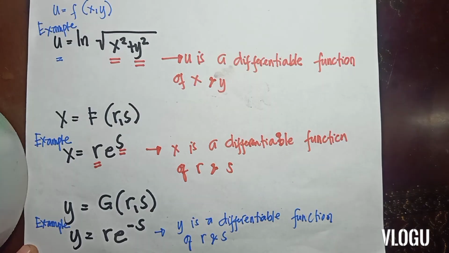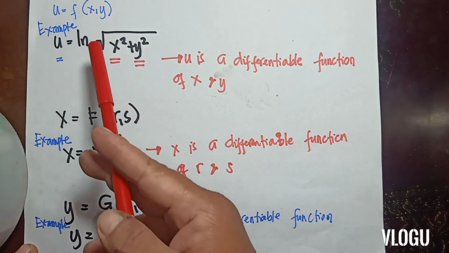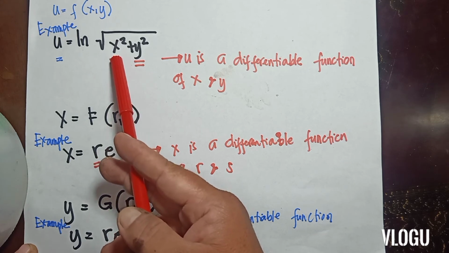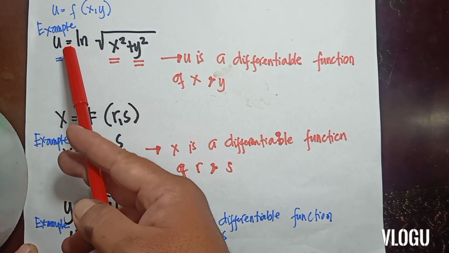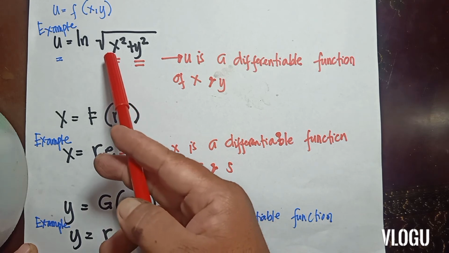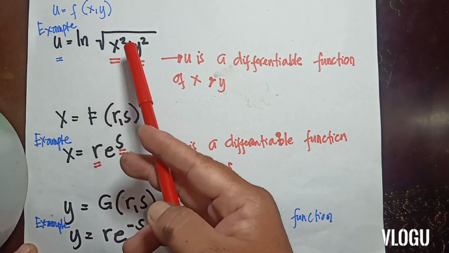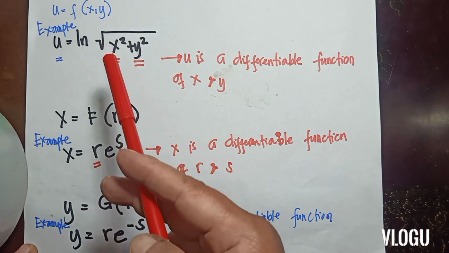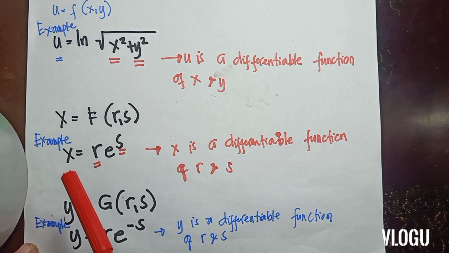Okay, I'm going to show you an example of u as a differentiable function of x and y. Given u is equal to ln of the square root of x squared plus y squared. This is a differentiable function of x and y. When you say differentiable function, you can find the derivative with respect to x, and you can find the derivative with respect to y.